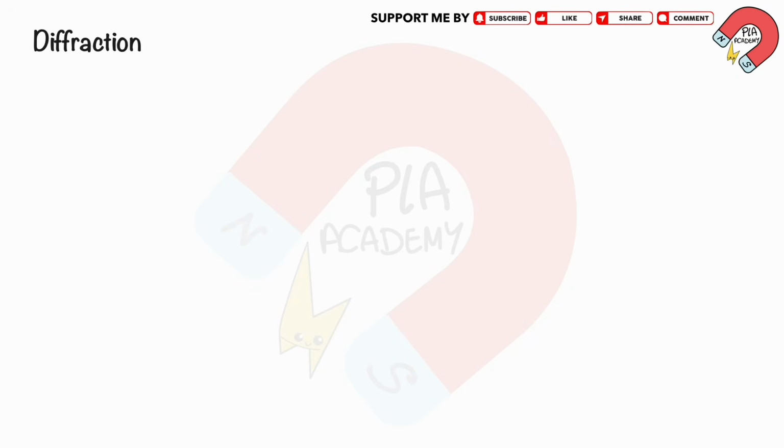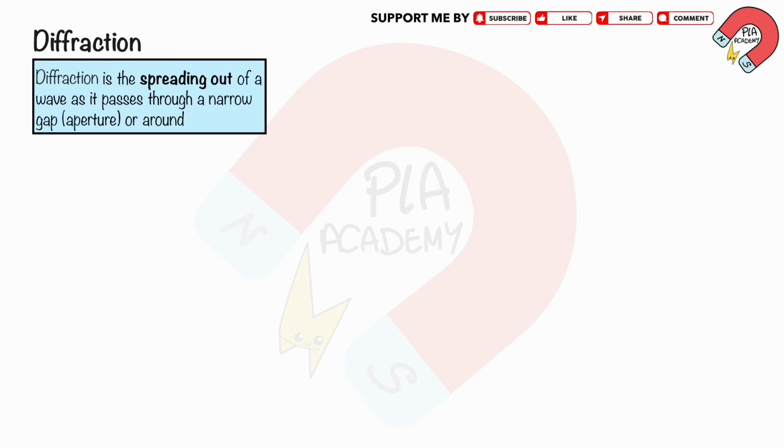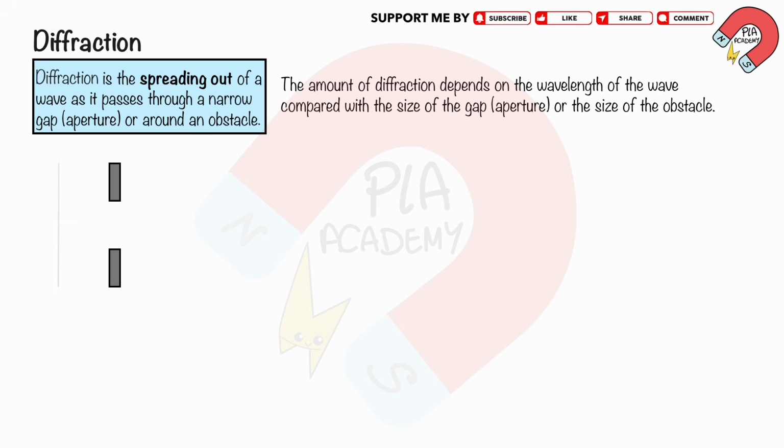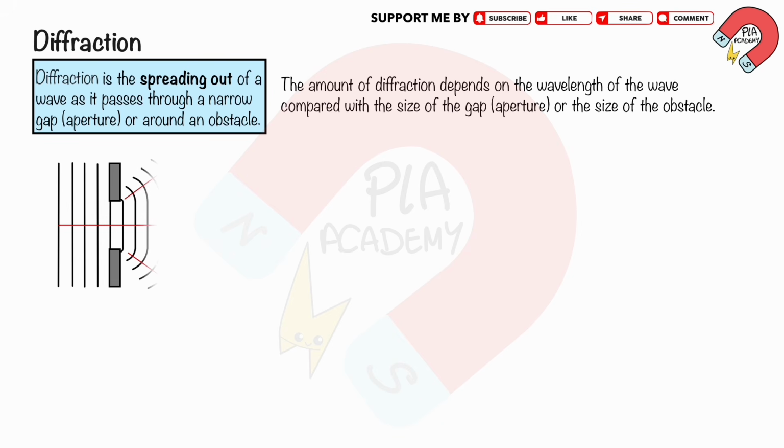Diffraction of waves. Diffraction is the spreading out of a wave as it passes through a narrow gap, aperture, or around an obstacle. The amount of diffraction depends on the wavelength of the wave compared with the size of the gap, aperture, or obstacle. When straight wave fronts encounter a gap in a barrier, they pass through and diffract, spreading out into the region beyond. The wave fronts curve at the edges of the gap, while the central portion remains relatively straight.